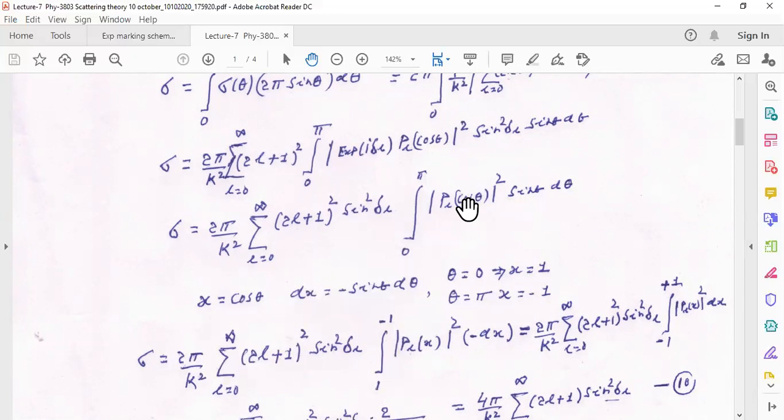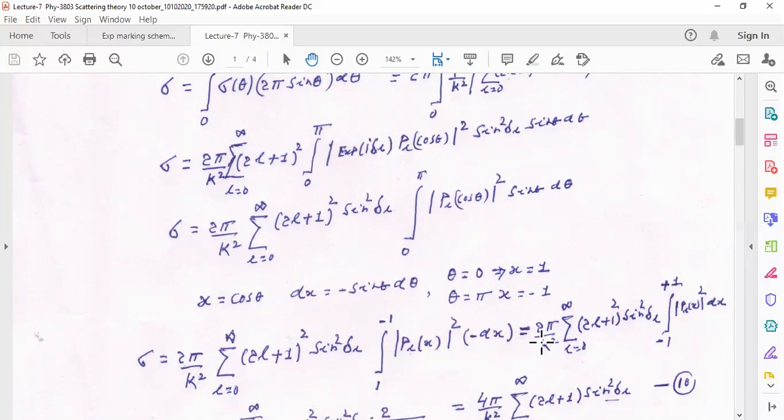And now cos theta is x, so it is PL of x whole square. And sine theta d theta is minus dx. So there is a minus sign, and you see the lower limit is plus 1, upper limit is minus 1. Now I can change my lower limit as upper limit and upper limit as lower limit, so there will be another negative sign. So the negative sign by changing the limits, and the negative sign of the minus dx, gives you a positive sign.